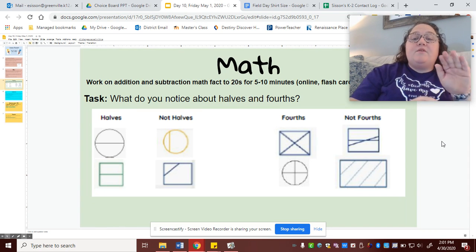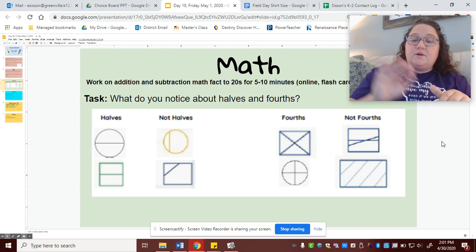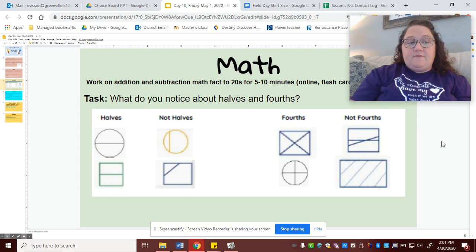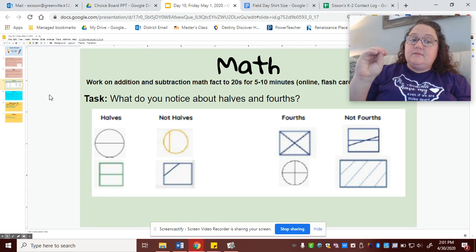And then same thing with fourths: things that are broken into fourths and things that are not fourths. Think about when we drew lines to separate rectangles and things, we partitioned them. Think about what we had to use in order to do that. That might be helpful.